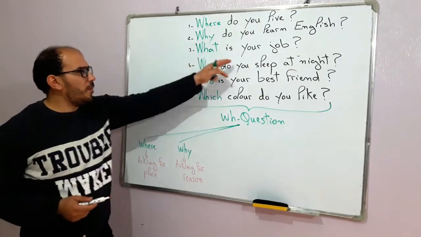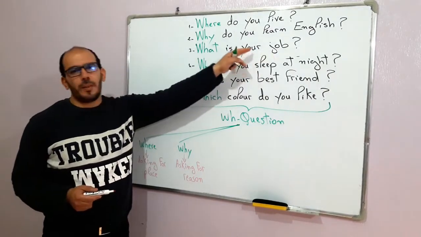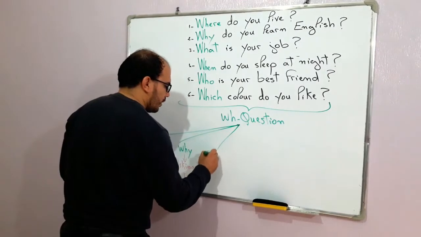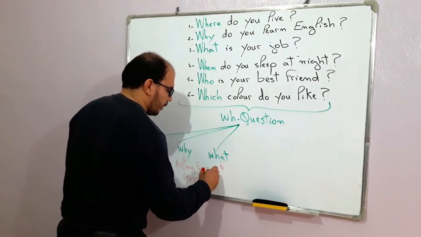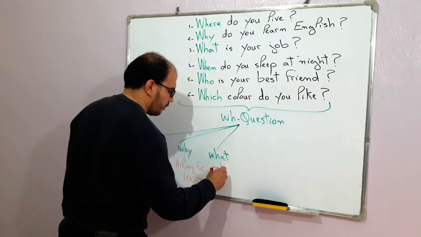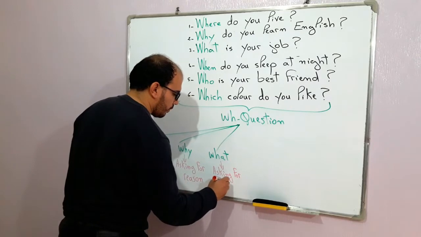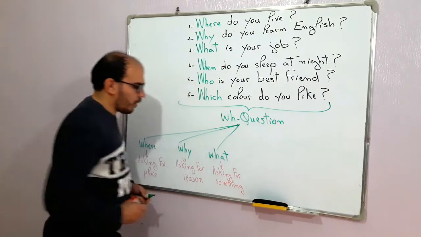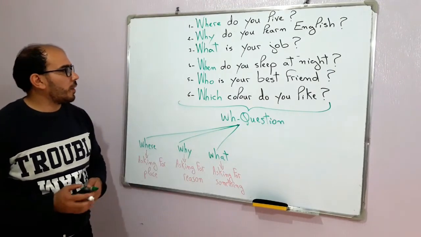Next, what is your job? So in this case, I am asking for the name of your job. So your job is something. So what in this case is used to ask for something. Okay? So what is used to ask for something.